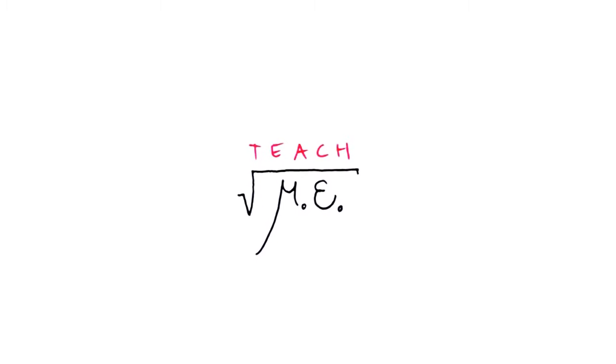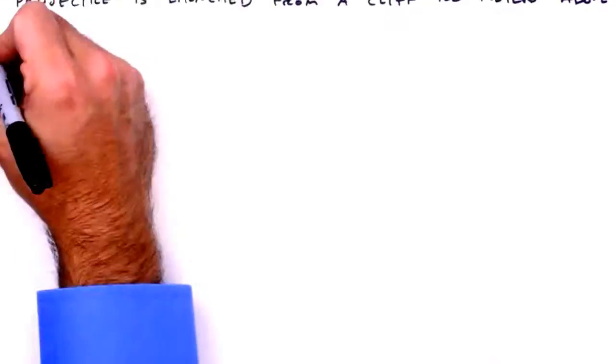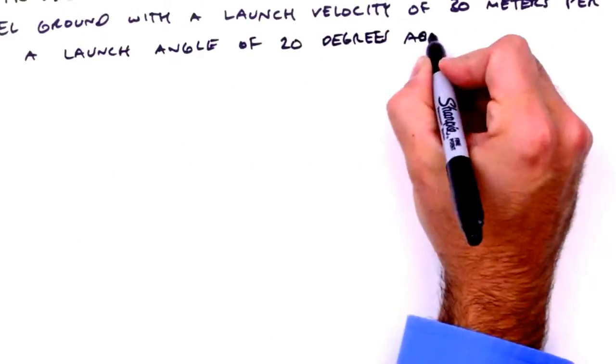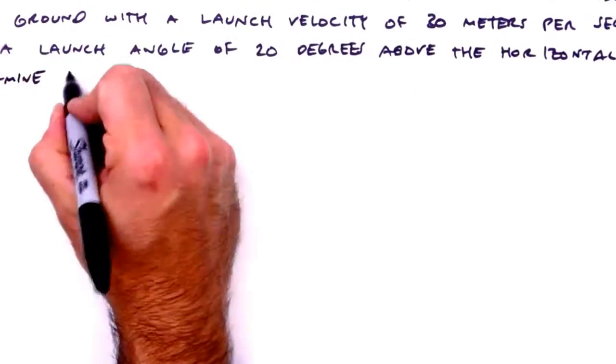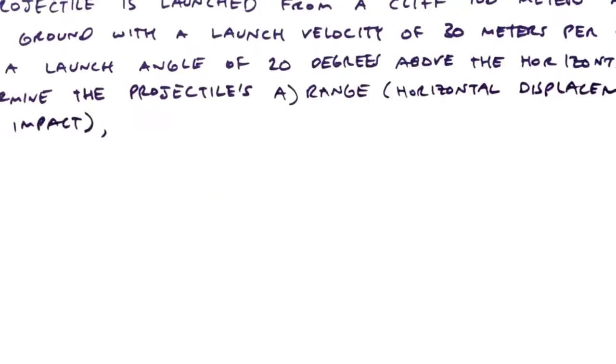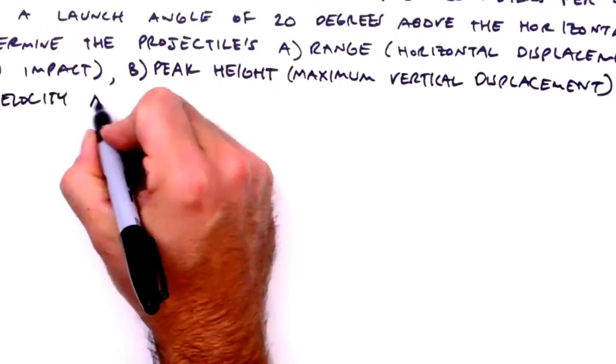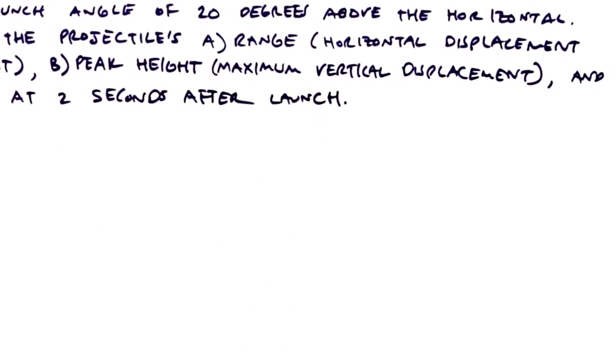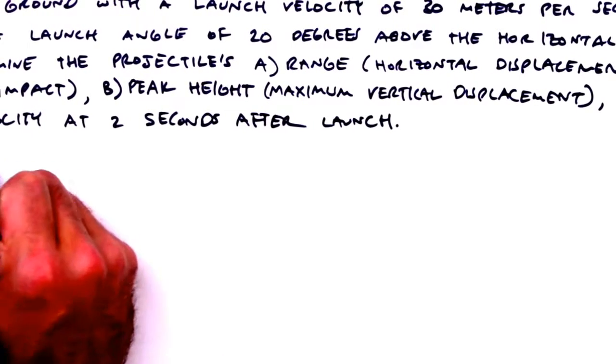Projectile motion problem involving an angled launch from uneven ground. For this problem, we're given the initial position and velocity of the projectile, and our task is to determine the projectile's range, peak height, and velocity at some point in time along its trajectory. The first step, as always, is to draw a picture.